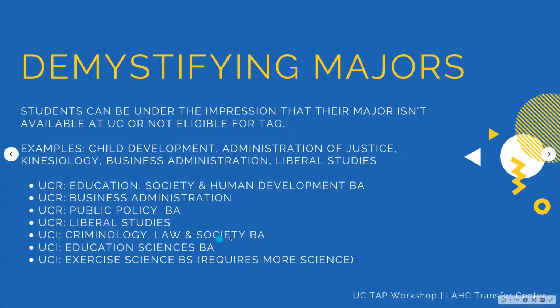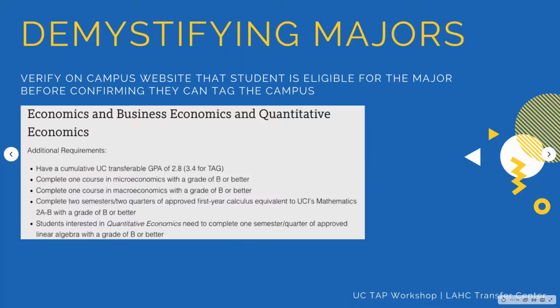And then at UCI, they have criminology, law, and society, which is very much overlapping with the administration of justice major again, so that's another option for my students. They also have education sciences, which is a good one, that complements child development, liberal studies, and then exercise science. Keep in mind, this one does complement kinesiology, but you will be taking more science classes. But for my students who want to be physical therapists someday, this is really good preparation for a physical therapy doctoral program as well. So definitely encourage my students to look into this, and we can work together on that.